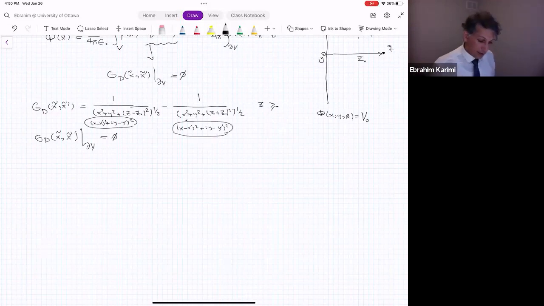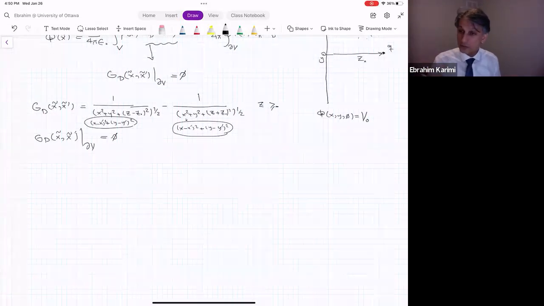So with the previous trick, we already found the Green function. Whenever we have the Green function, now we can resolve the problem.